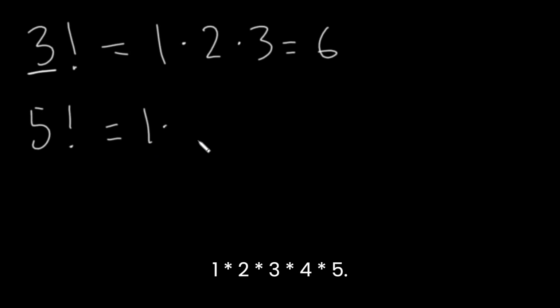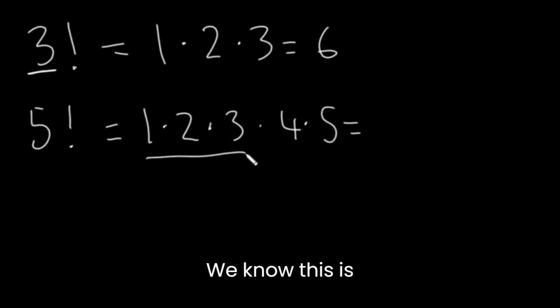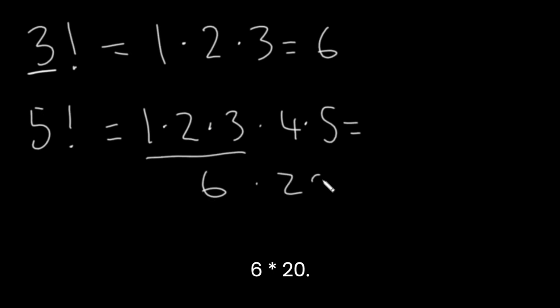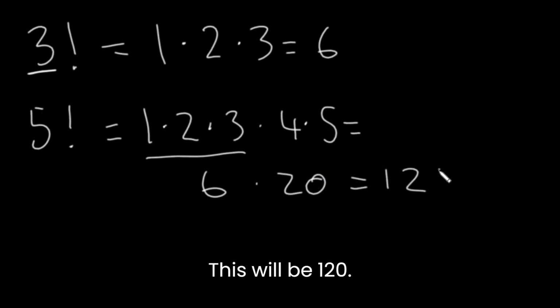So let's say we want to find 5 factorial. This will be 1 times 2 times 3 times 4 times 5. We know this is 6 times 20. This will be 120.